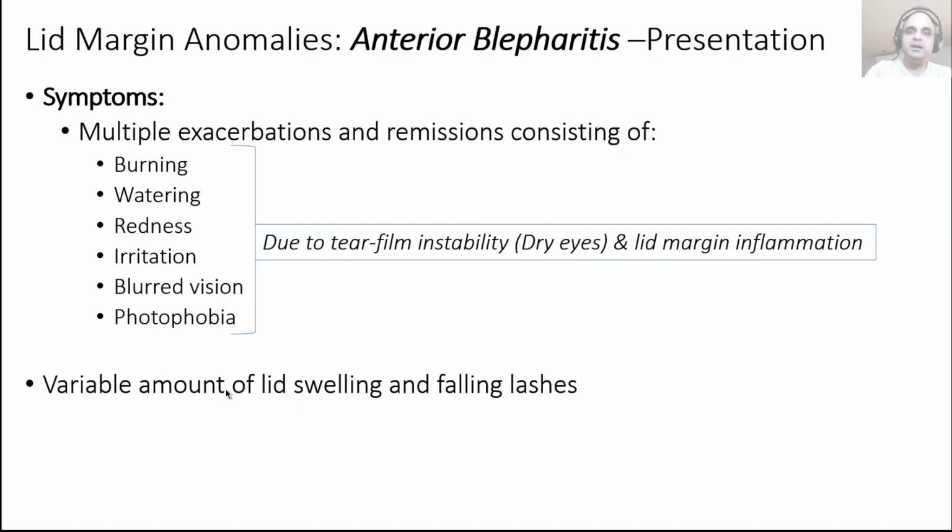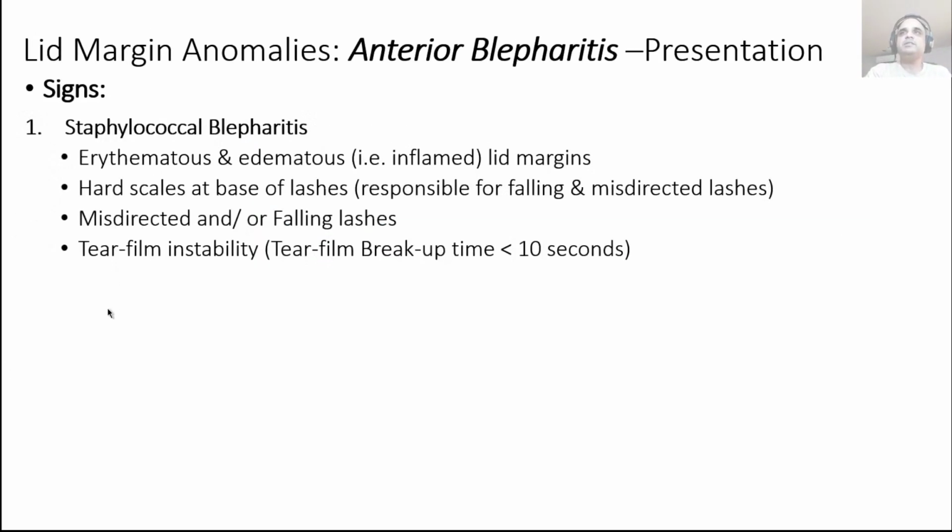And because you have the hair follicle or the cilia or the lash associated with the anterior lid margin, you would have falling lashes and lid swelling as well. And when you talk about the signs, you would have erythematous and edematous lid margins, swollen and red lid margins. You will have hard scales at the base of lashes in the Staphylococcal variety, and that is basically responsible for the falling lashes, and also they can misdirect lashes as well.